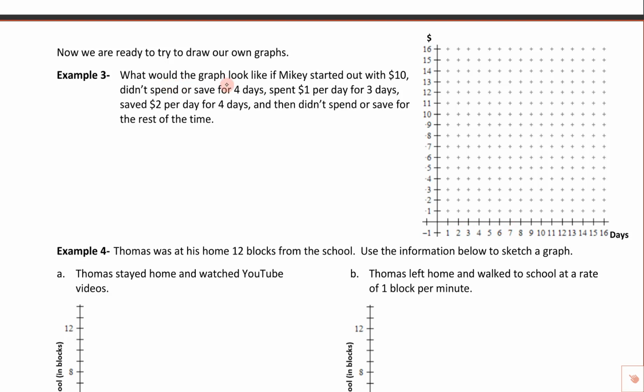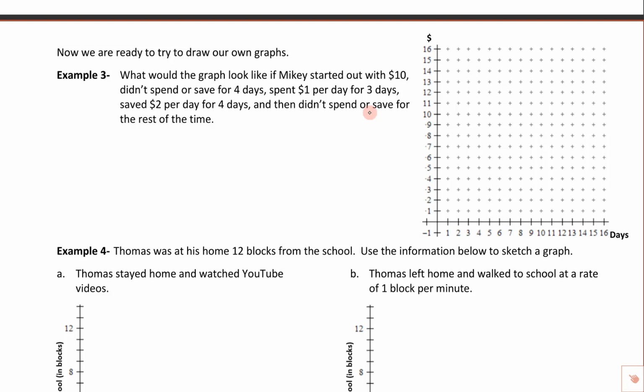So it says, what would the graph look like if Mikey started out with $10 and didn't spend or save for 4 days, spent $1 per day for 3 days, and then saved $2 per day for 4 days, and then didn't spend or save any money for the rest of the time? Now that is a whole ton of information.